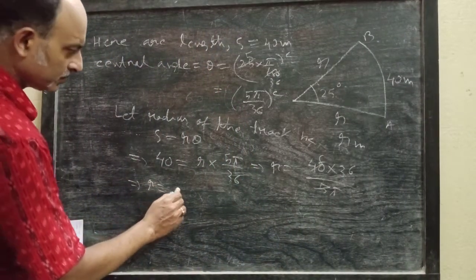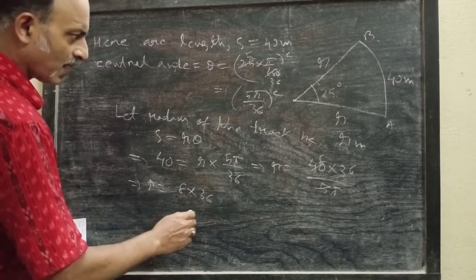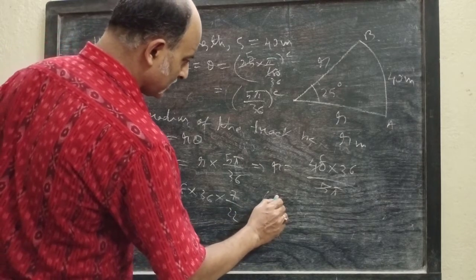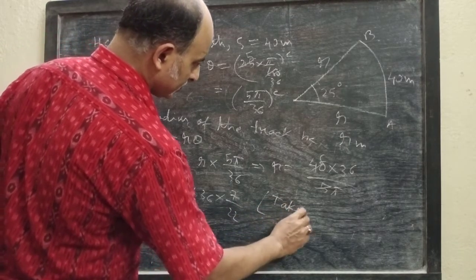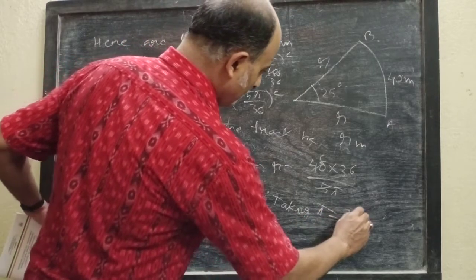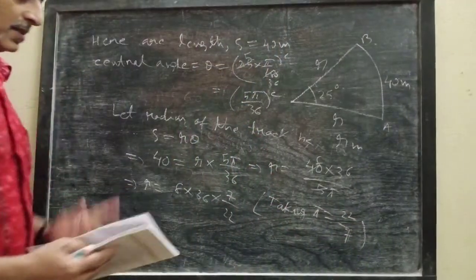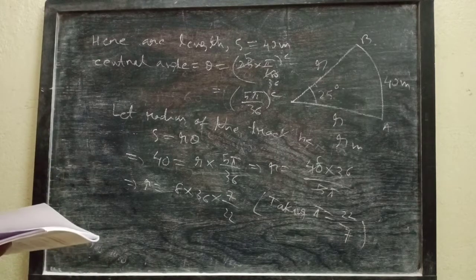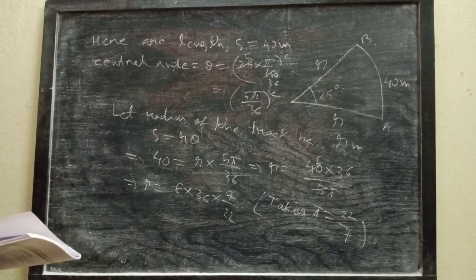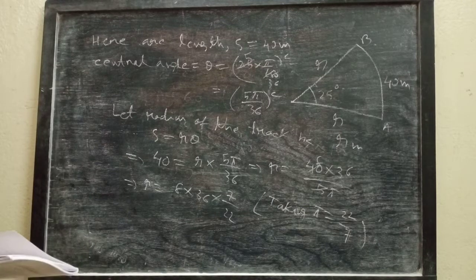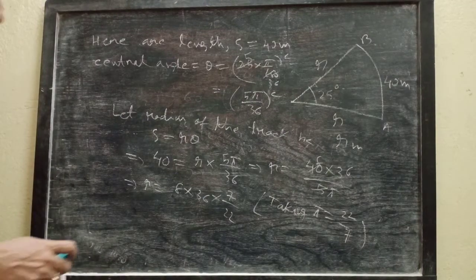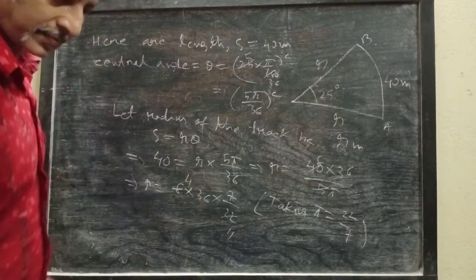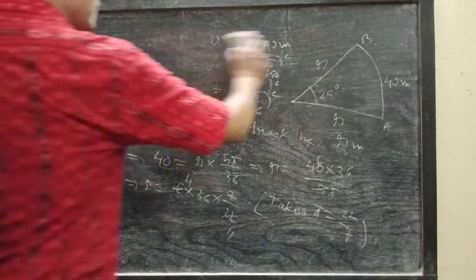R equals 8 into 36 by pi. So into 7 by 22, mentioning that we are taking pi equals 22 by 7. You have to mention this because pi is an irrational number, but you are taking its rational value. So it's our duty to mention what value of pi we are taking in our calculation. Okay. Let us do the calculation here.